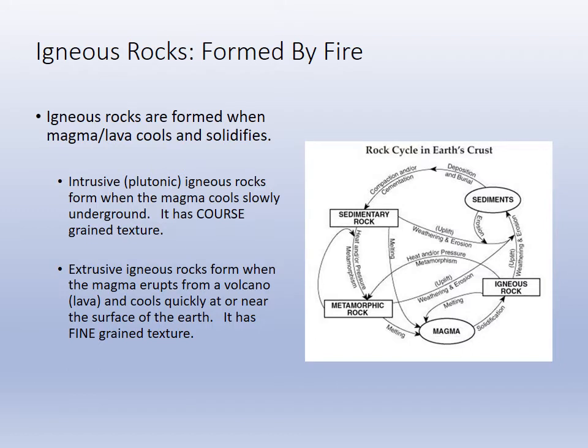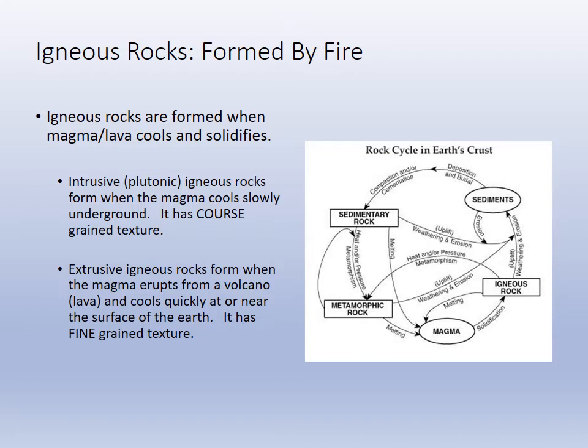Igneous rocks, which are our first type of rock, are formed by volcanic activity when magma, which is under the surface of the earth, or lava, which is at or above the surface, literally in the air, solidifies. When magma cools, it takes millions of years because it's inside the earth. The term is intrusive. The crystals get very large, so it's called coarse-grained texture.